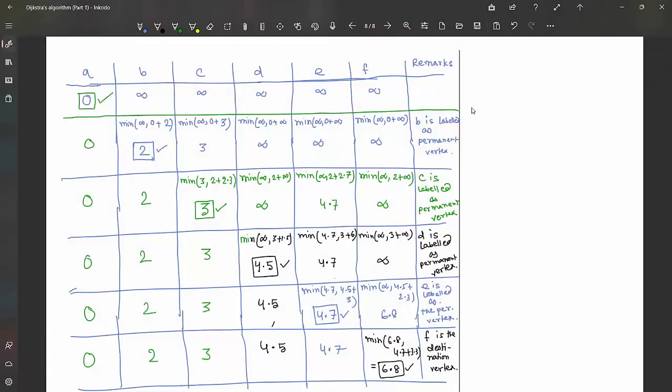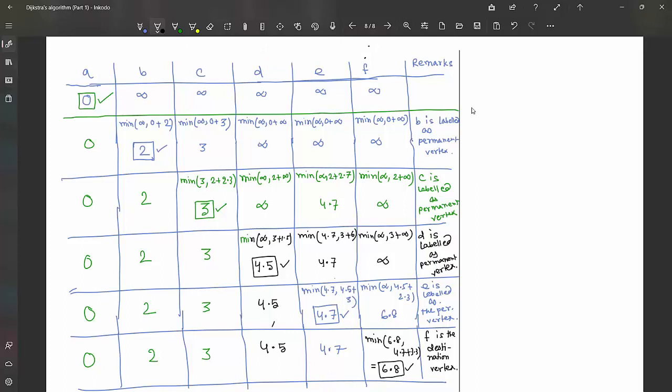Now we will find the shortest distance and shortest path from this table. So the shortest distance from A to B, this is 2 unit, you can see here. The shortest distance from A to C, this is the level 3 unit. From A to D, this is the level 4.5. Shortest distance from A to E, this is 4.7, and the shortest distance from A to F, this is 6.8. So these are the shortest distances, which you can read from this table.